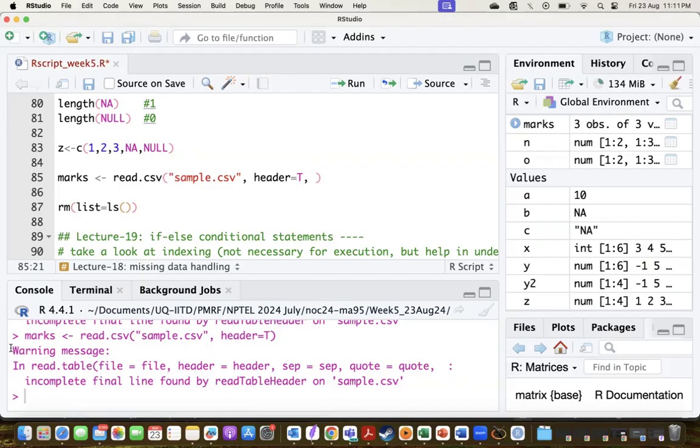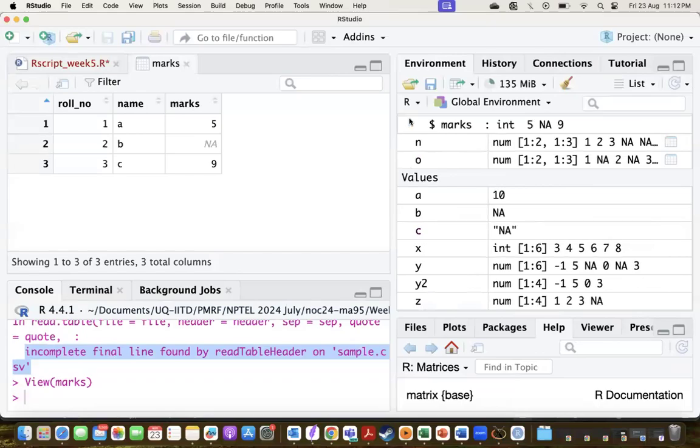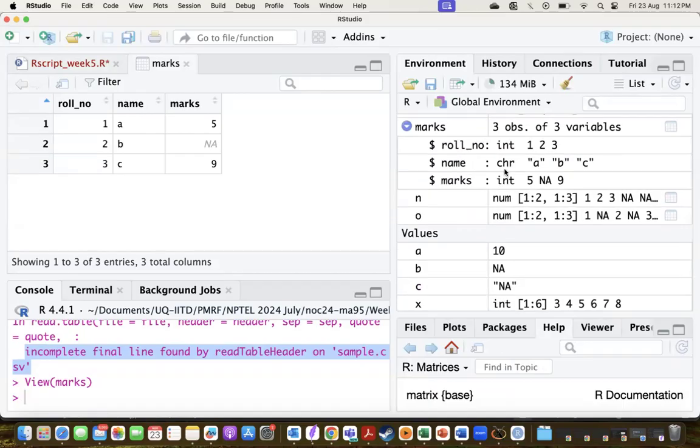Oh, sorry. Wait. So it's just a warning message. It's not an error. Okay. So this is important. It's good it came up. What it said in the warning message is that in this table, whatever we wrote, there's an incomplete line found by the function. But you can still see the marks are here. So when we open it, this is what it looks like. So it's already NA, right? So automatically it has identified.